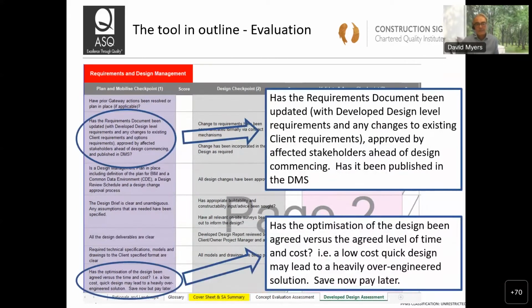So just taking a couple of points here to give you a flavor of the kind of things it asks and the issues it tackles. The first one says here, has the requirements document been updated with the developed design level requirements and any changes to existing client requirements? Has it been approved by the affected stakeholders ahead of design commencing? And has it been published in the document management system?